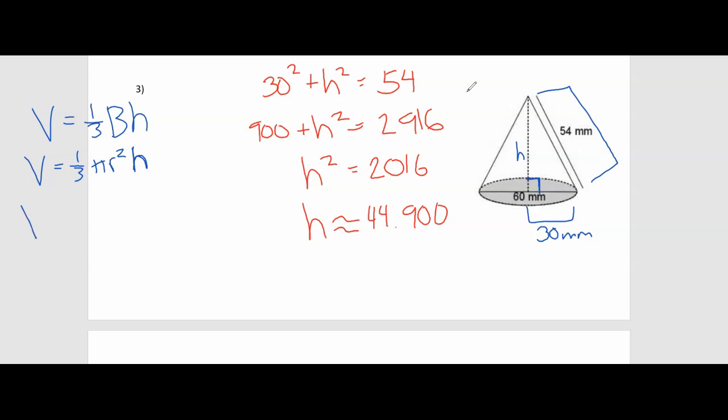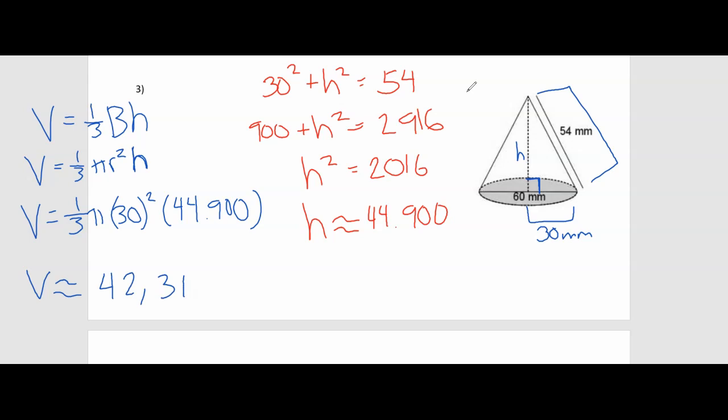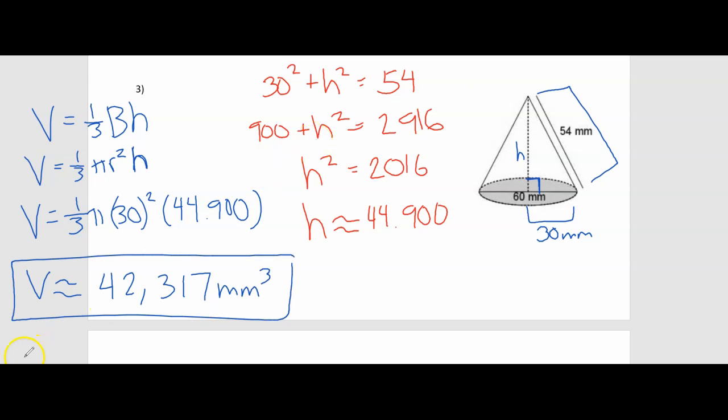So I just come over here and I substitute in my dimensions. 1/3 pi times the radius squared, so 30 squared, times our height, 44.900, and that gives us a volume of, again, bring out that calculator, approximately 42,317 cubic millimeters. It's a lot of cubic millimeters.